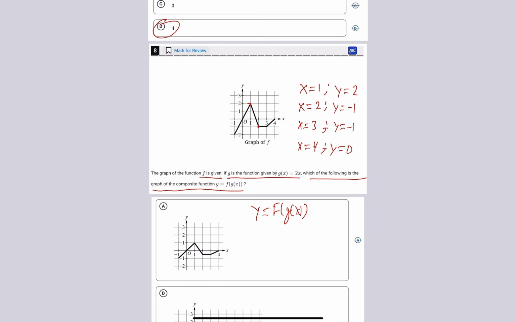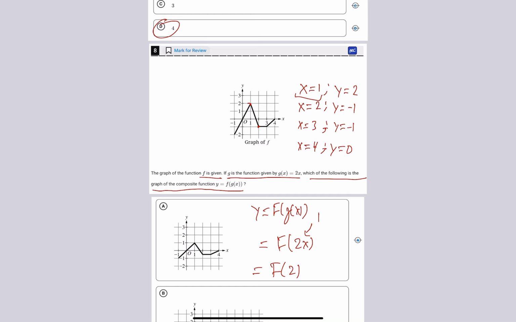Now, they're simply telling us we're plugging in 2x into f. So now I have f of 2x. We're just simply going to test out the points. Starting off with the first point, when x equals 1, I now have f of 2, right?